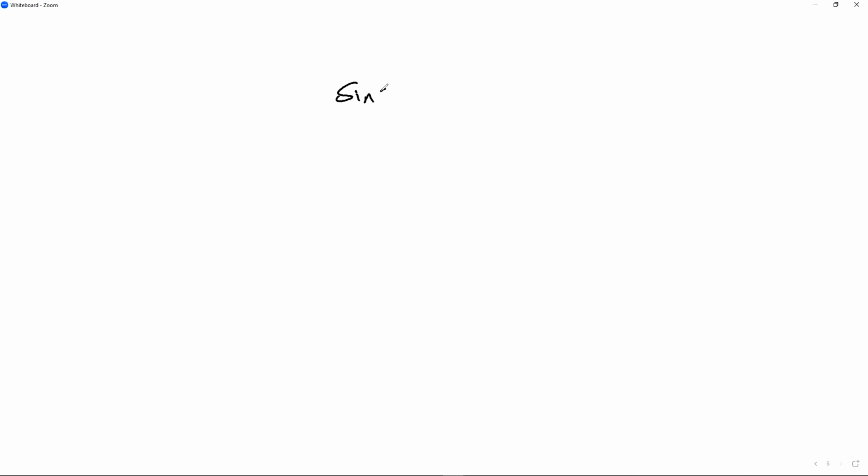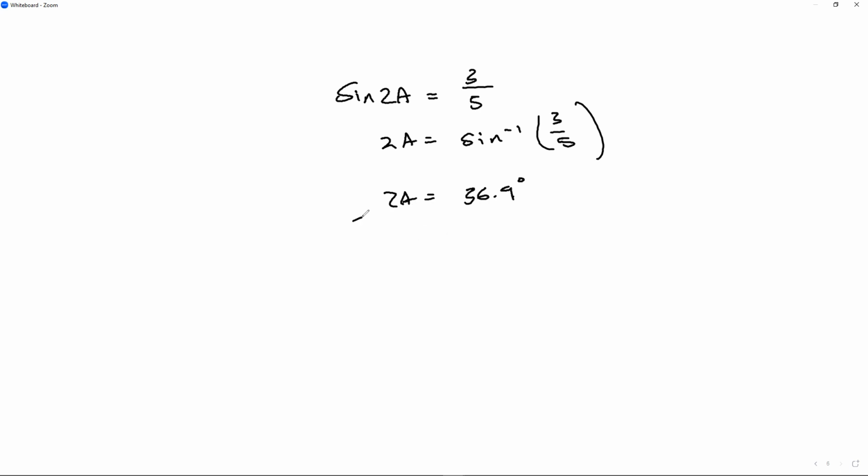Now let's look at another form of a trigonometric equation where we actually have this concept in here. So you've got sine 2a equals 3 over 5. In this case, I would first find the first solution, which is sine inverse of 3 over 5, which comes to 36.9 degrees. At this juncture, we do not divide it by 2. We do not divide it by 2.